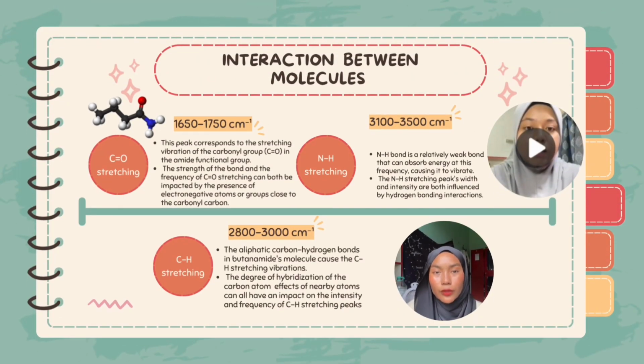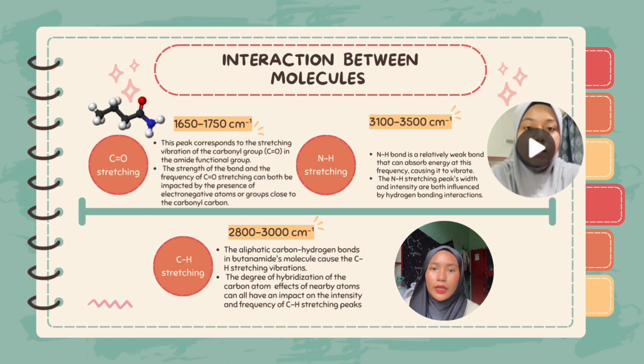Hi, now I will continue with the interactions between them. First, for C=O stretching, the C=O stretching vibration in butanamide is influenced by the electronic and steric effects of the carbonyl group. The C=O exhibits partial double bond character, and the stretch's frequency is affected by factors such as electronic environment, conjugation, and neighboring functional groups. The presence of electronegative atoms or groups adjacent to the carbonyl carbon can influence the bond strength and affect the C=O stretching frequency.